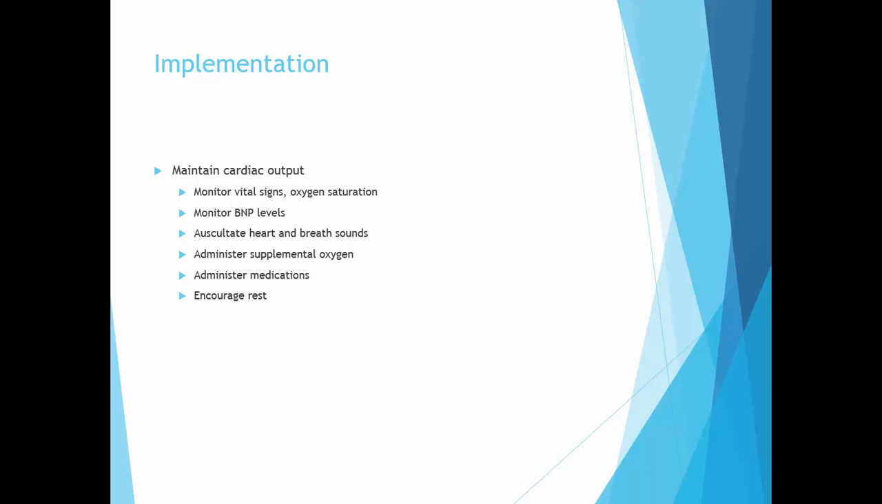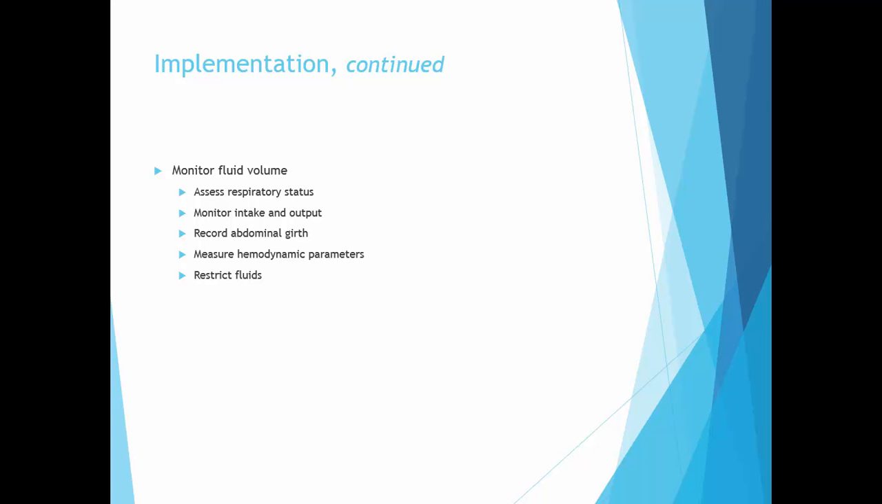Administer medications as ordered. You want to encourage rest to decrease the cardiac workload. Monitor fluid volume. Assess the respiratory status at least every 4 hours. Most of the time it's done more often than that. You want to monitor their intake and output. And remember that 1 liter of fluid equals 2.2 pounds of weight, or 1 kilogram. You want to record their abdominal girth every shift. Measure their hemodynamic parameters as ordered, and then restrict fluids as ordered.